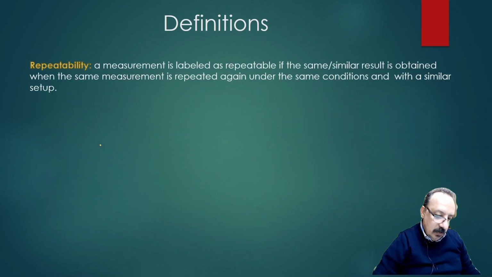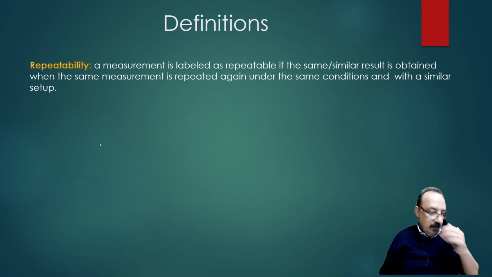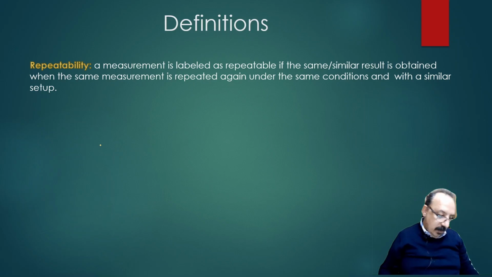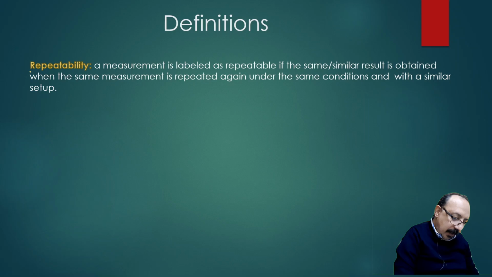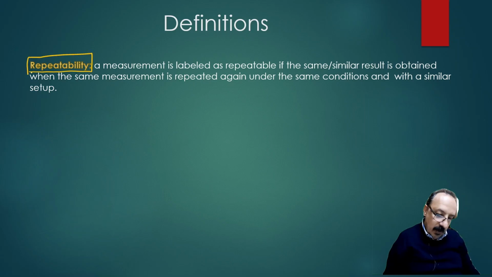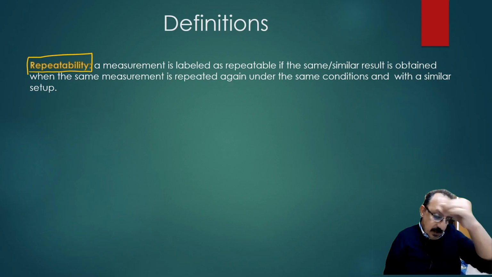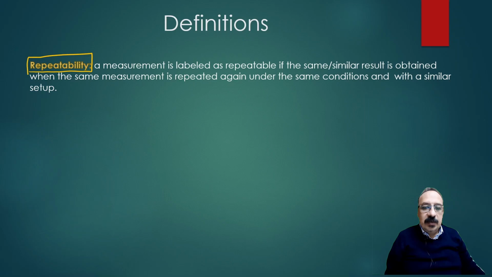Let us go to two more definitions. They are going to be very quick. We have something we call repeatable. We can call a measurement repeatable if, when an experiment is carried out again using the same setup, we get similar results.